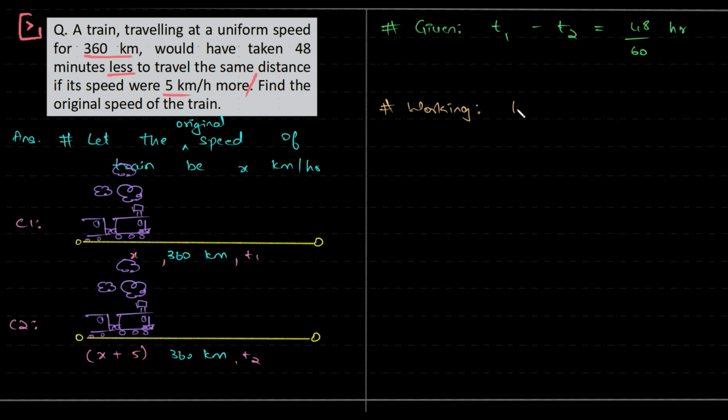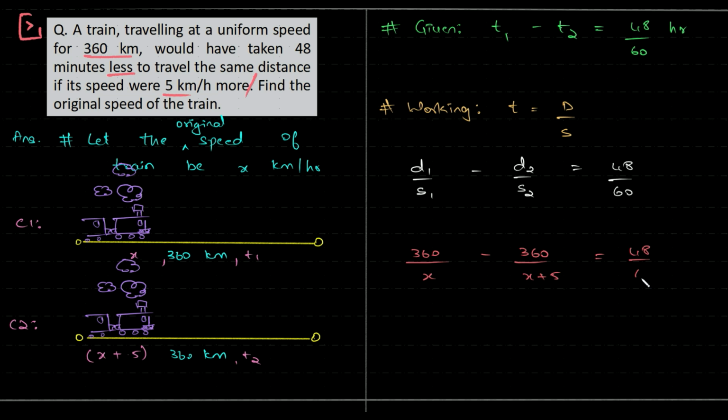Now on to the working. Time is equal to distance by speed. So we have D1 by speed 1 minus D2 by speed 2, which is equal to 48 by 60. The distance is 360, the speed is x, so 360 by x minus 360 by x plus 5 is equal to 48 by 60. Try to simplify this. Actually, I should have done it here itself.